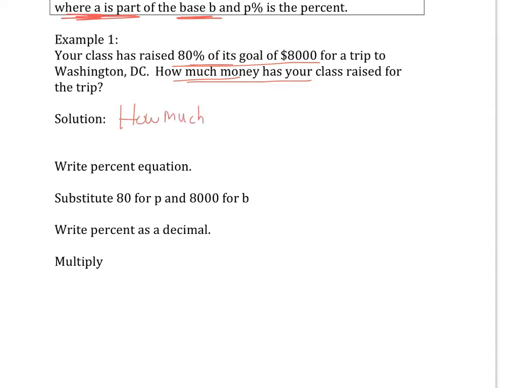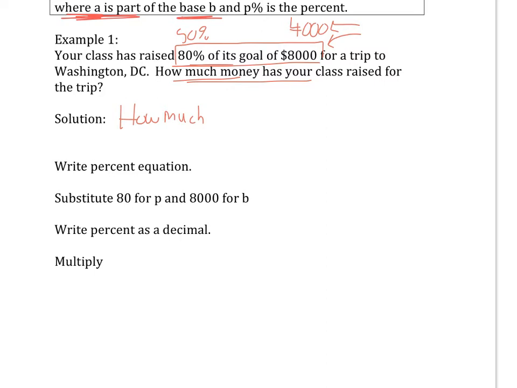And we should try to make sense of the problem first. If they already have raised 80% of our goal of 8,000, well, how much money might that be? Well, say they had raised 50%. 50% would be half of 8,000. They would have raised 4,000. So they definitely have raised more than 4,000 and not quite this 8,000 yet. So when we get to the end, we should see if our answer makes sense.